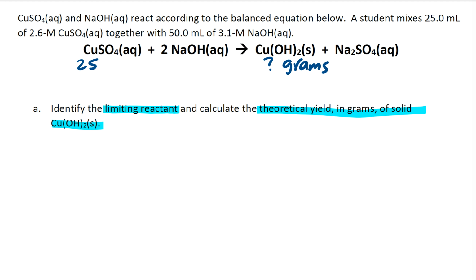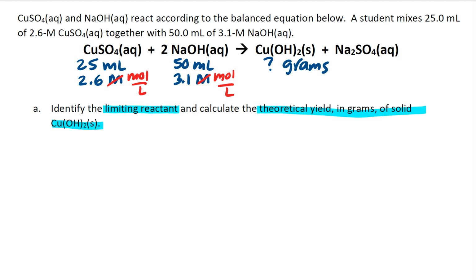They say we have 25 milliliters of the copper sulfate. It has a molarity of 2.6 molar, which remember that molar really can be moles per liter. And for the sodium hydroxide, we have 50 milliliters, and it is 3.1 molar. But again, really think of that as moles per liter.